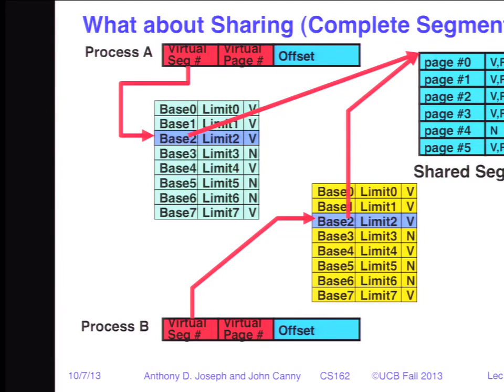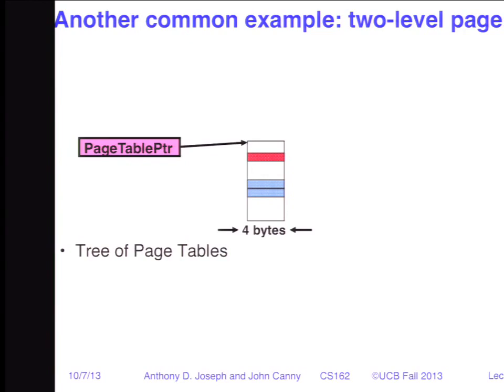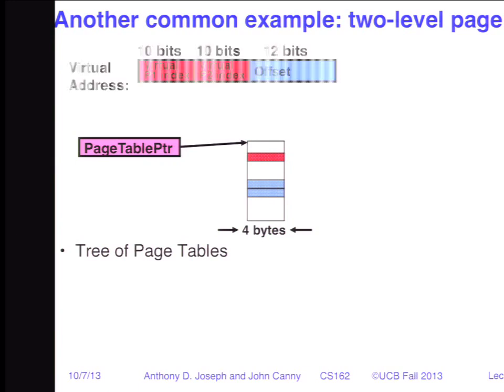Another very common approach, in fact what most systems use, is a two-level paging hierarchy. Here we have our page table pointer, and it points to a top-level page table. We're going to say our page table entries are 4 bytes in size. Our virtual address is now split into 2 sets of virtual page numbers. The first set refers to the top-level table. The second set refers to the second-level page table. And then we have our offset as before.